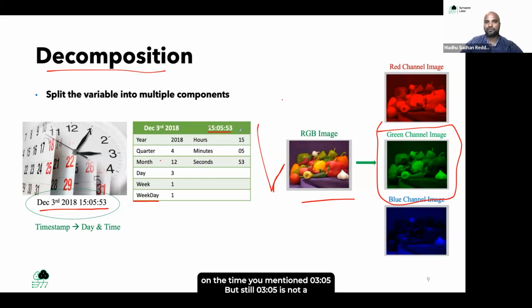And on the time you mentioned 305, but still 305 is not a meaningful feature. So you need to go into something that is more representative of an integer value or a categorical. In this case, rather than categorical, integer does make a lot more sense. So from that perspective, hours, minutes, or seconds.